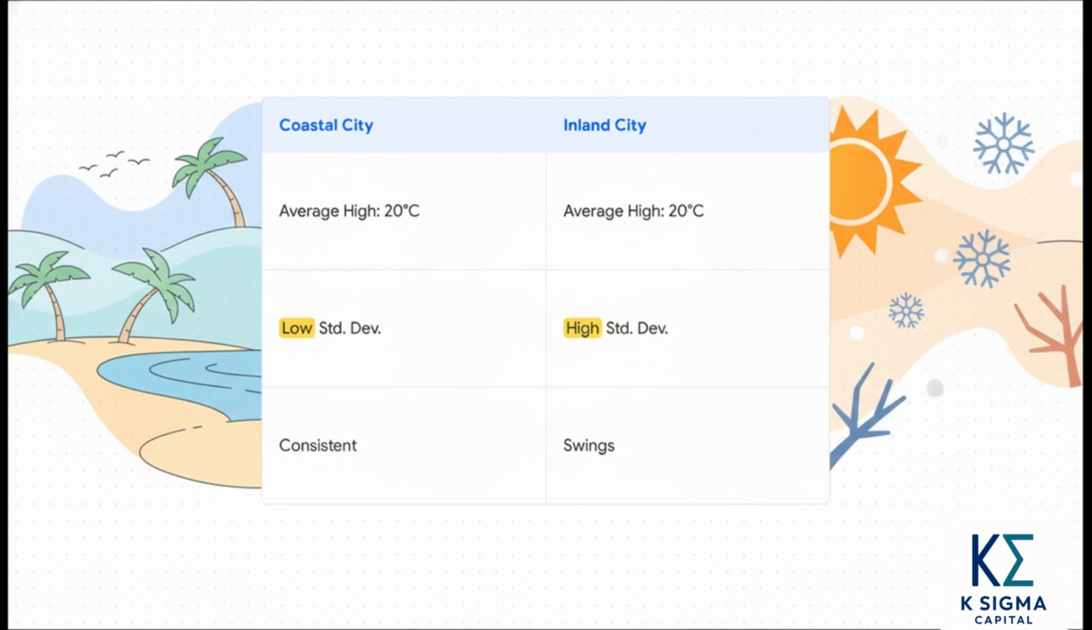Here's a fantastic real-world example to make it click. Imagine two cities, right? Both have the exact same average high temperature of 20 degrees Celsius. But the coastal city is pretty mild all year round. That's a low standard deviation. The inland city, on the other hand, has these blazing hot summers and freezing cold winters, a really high standard deviation. Same average, but a completely different climate.